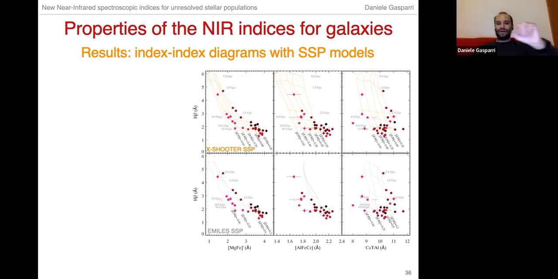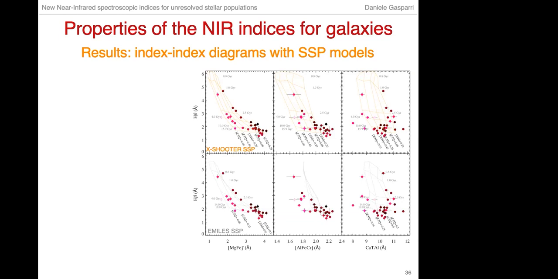in the near infrared. You can see that the alpha index is pretty much the same as the Mg-Fe index in the optical.